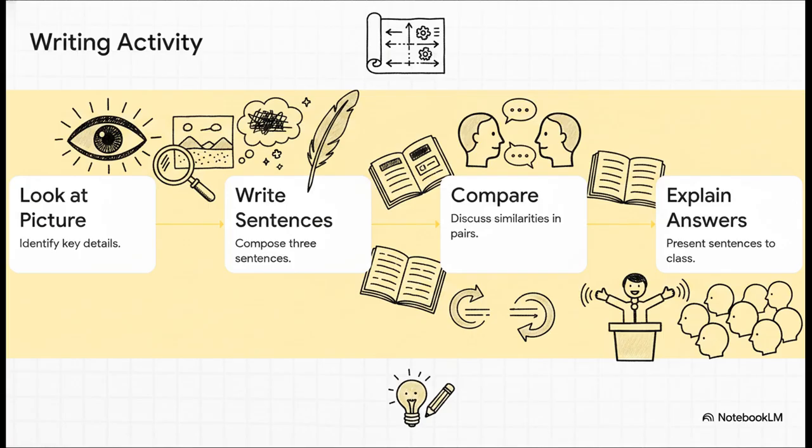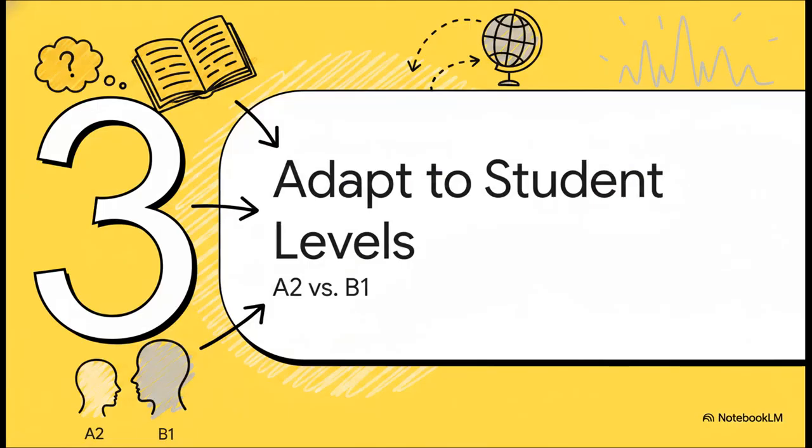By breaking a larger activity down into this numbered blueprint, you make sure literally no one gets left behind. Okay, section 3, adapt to student levels. Let's look at A2 versus B1.